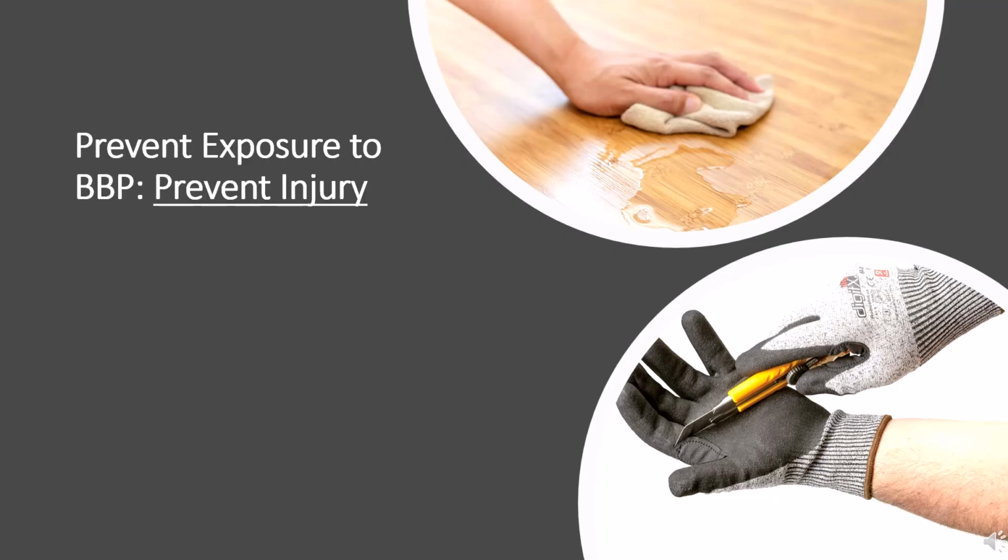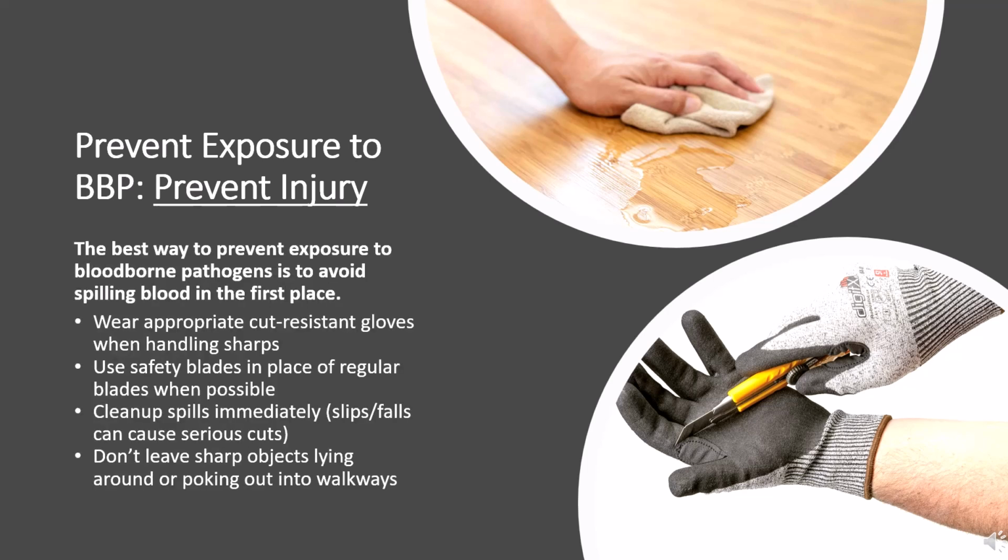Now let's talk about preventing exposure to bloodborne pathogens by preventing injuries. The best way to prevent exposure to bloodborne pathogens is to avoid spilling blood in the first place. Wear appropriate cut-resistant gloves when handling sharps. Use safety blades in place of regular blades whenever possible.